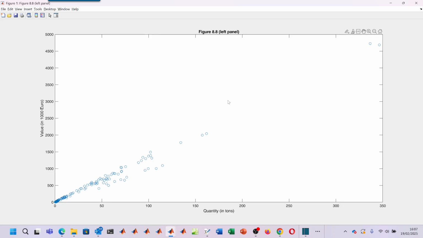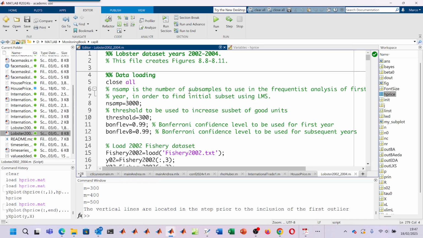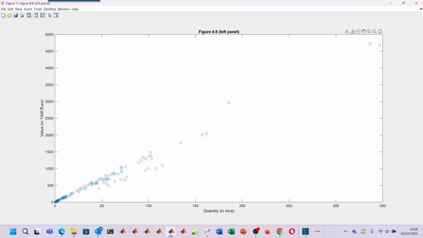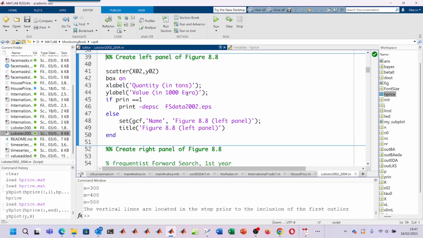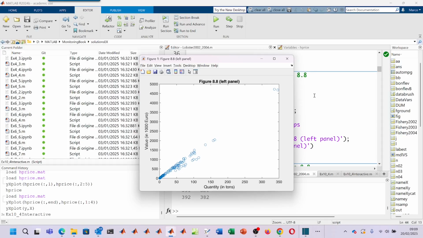The second example that we consider refers to the imports of lobsters into the European Union. We have data referred to 3 years in the period 2002 to 2004. In the first year, the number of observations is 165. We load this data and we show the plot referred to year 2002.